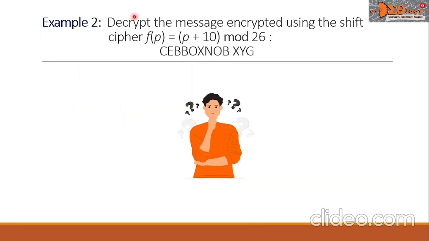Example 2. Decrypt the message encrypted using the shift cipher f(p) = (p + 10) mod 26. The message is C E B B O X N O B space X Y G.